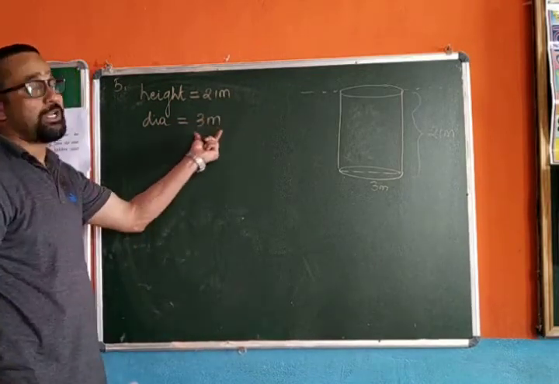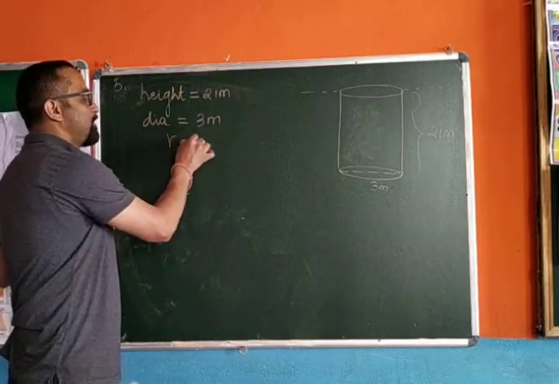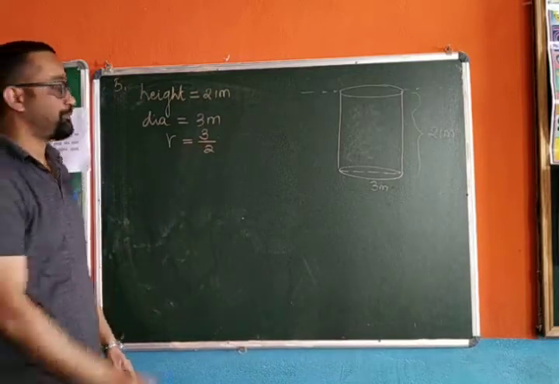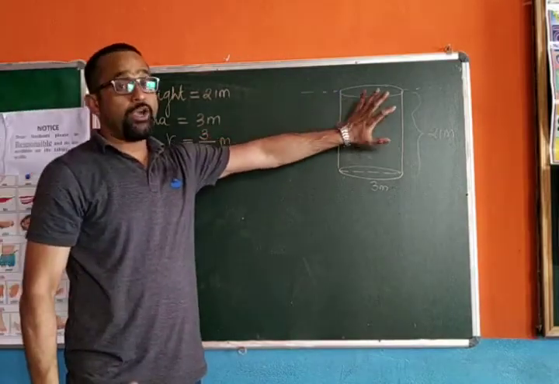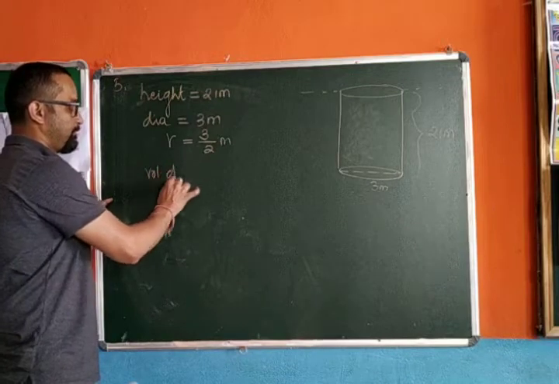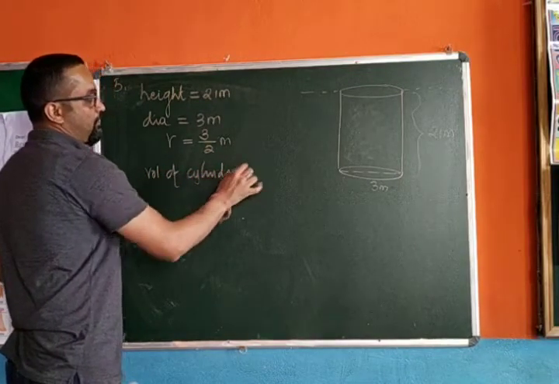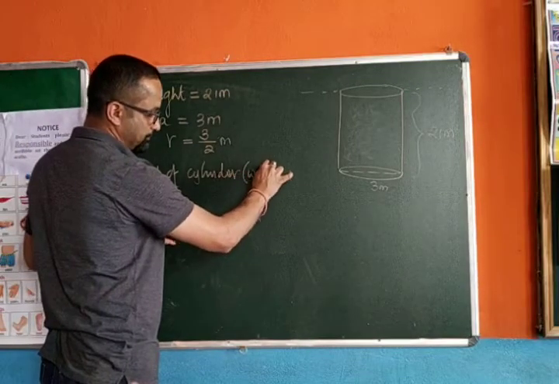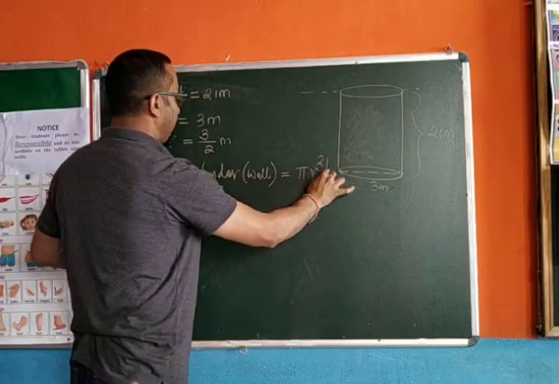Since we have the diameter, you cannot do the calculation, you need to find the radius. Radius is half of the diameter, so you divide the diameter by 2. Soil must be dug out, so volume of cylinder, within bracket you can write well. The formula is pi r square h.